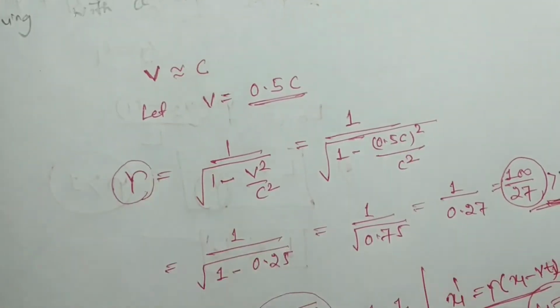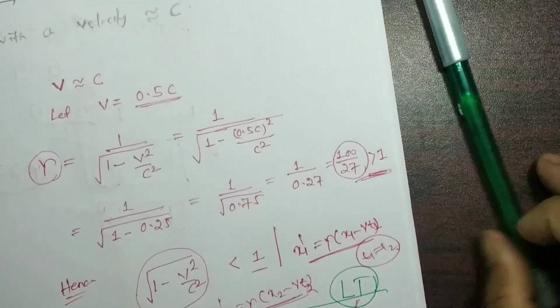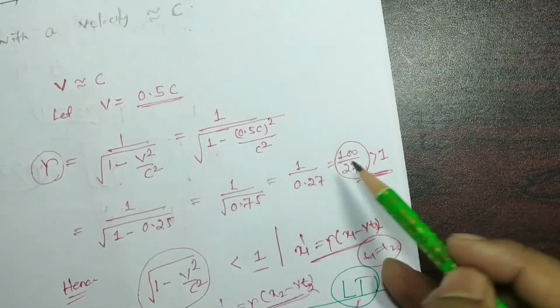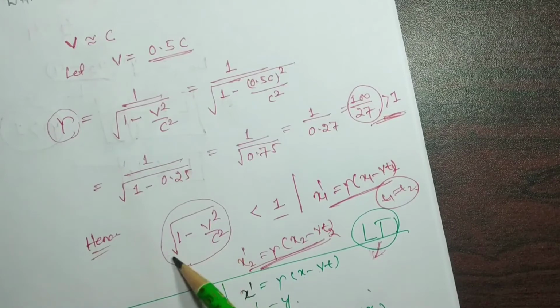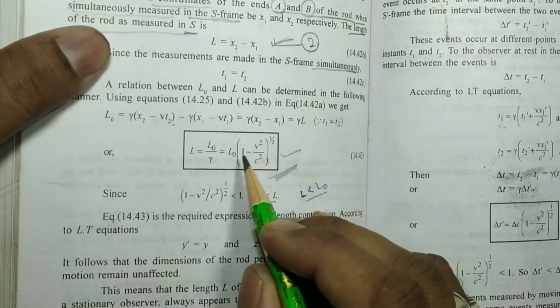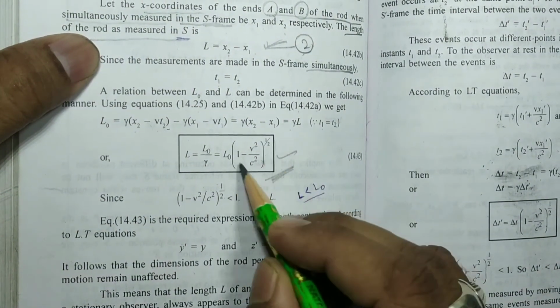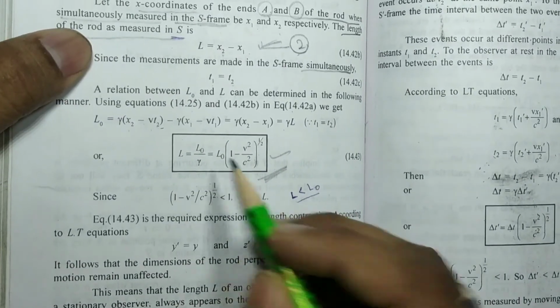Here I also told you that the gamma factor is always greater than 1. Gamma is always greater than 1, that means 1 by the square root of (1 minus v square by c square) is greater than 1, or the square root of (1 minus v square by c square) is less than 1. So we found that L equals L0 into the square root of (1 minus v square by c square), and this term is less than 1. Hence L is less than L0.